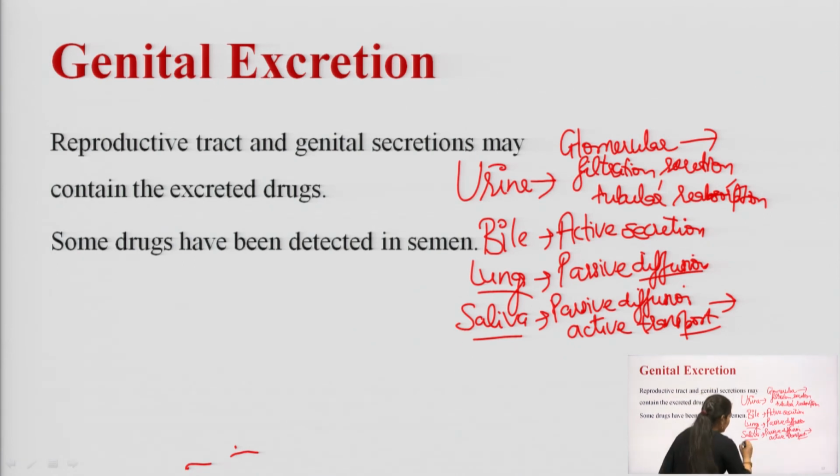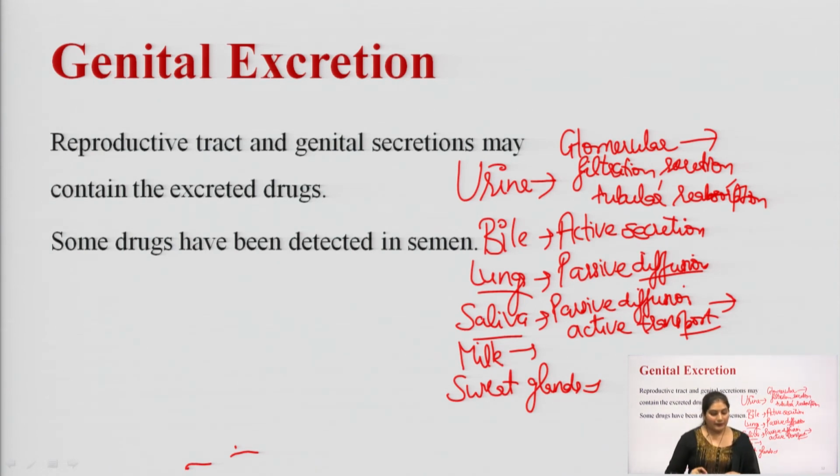Next route is the milk, and last one is the sweat glands. In the milk, in the sweat gland and as well as in the intestine, the passive diffusion is involved.